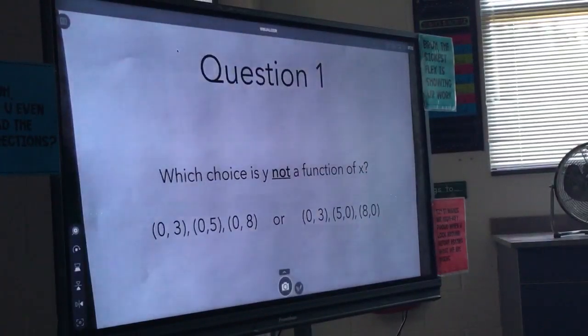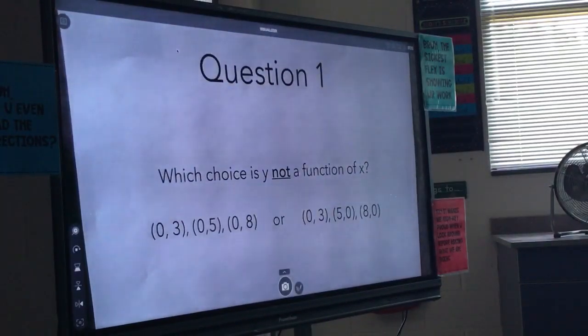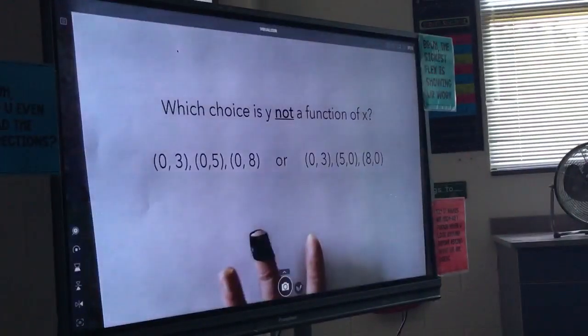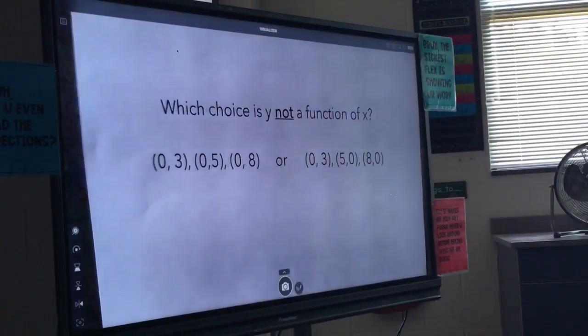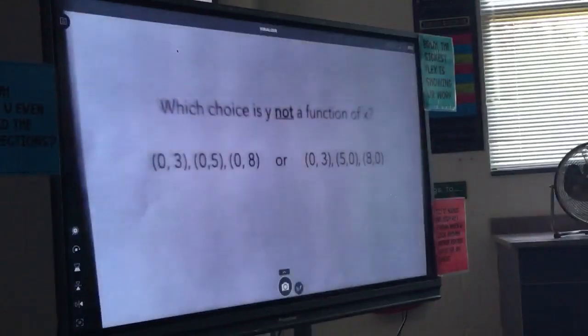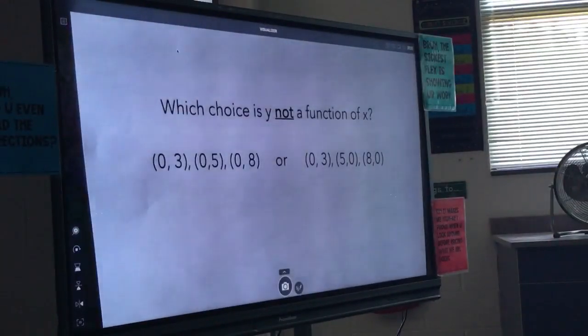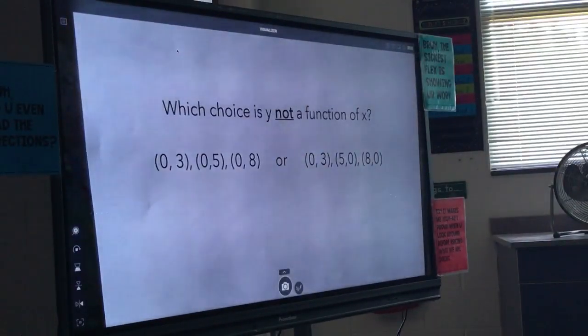Alright, so again, remember, I'm going to be showing you some things today that I did not necessarily show you in class, because obviously I want you to learn the concept and not tricks to help you answer questions on a test. So question number 1, it says which choice is y not a function of x?